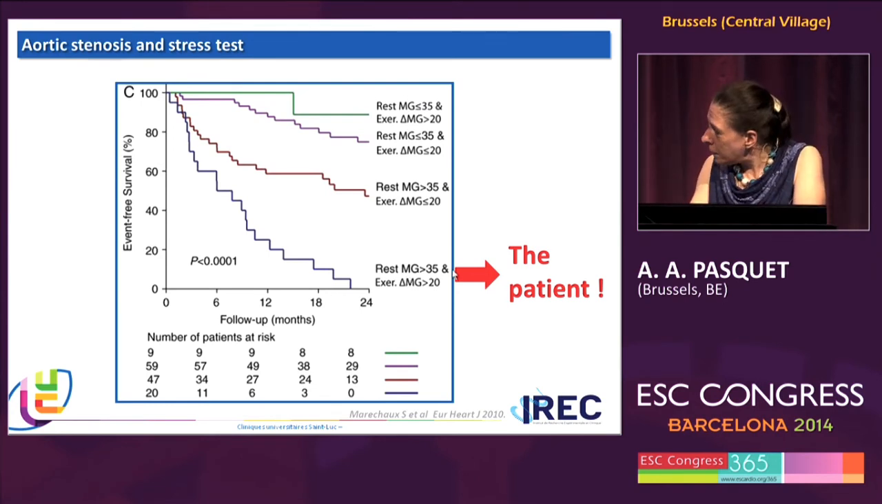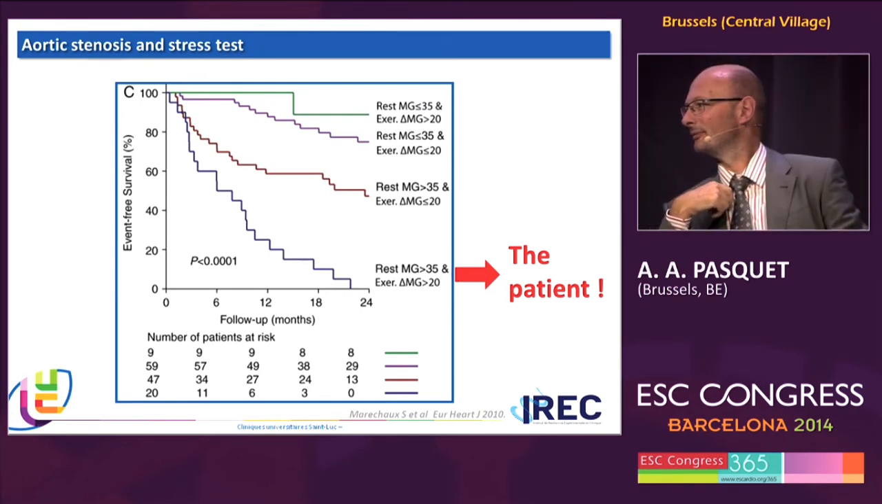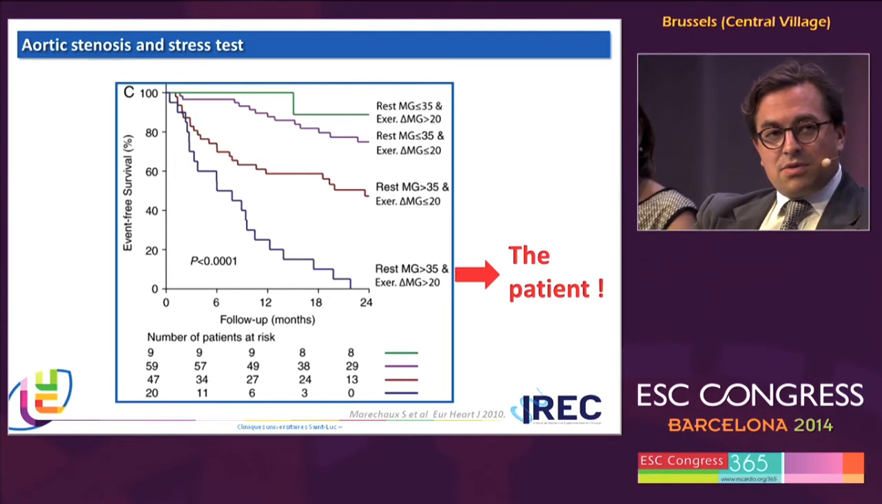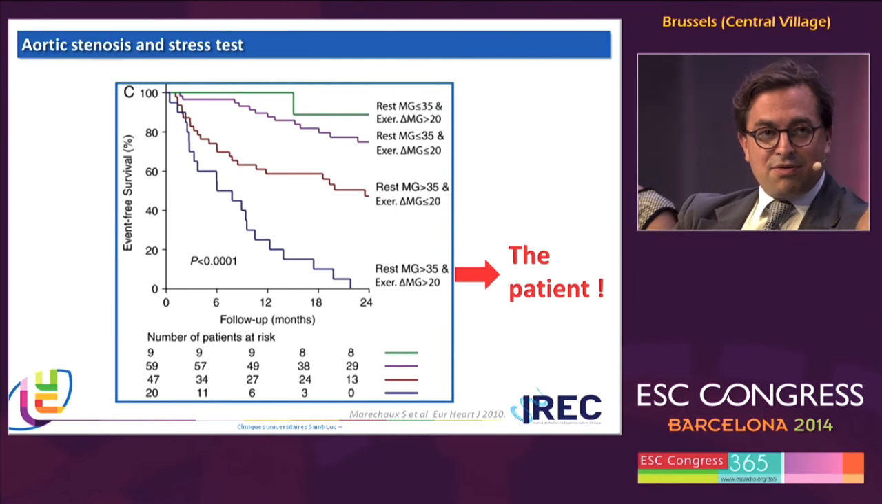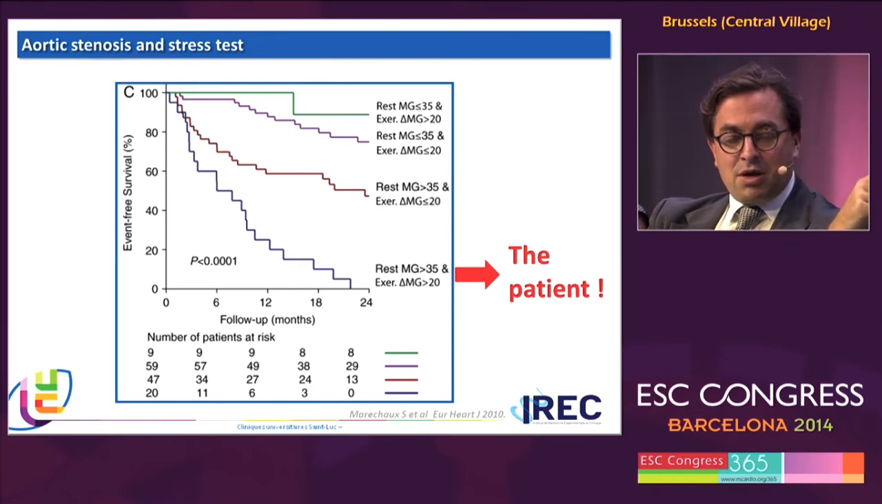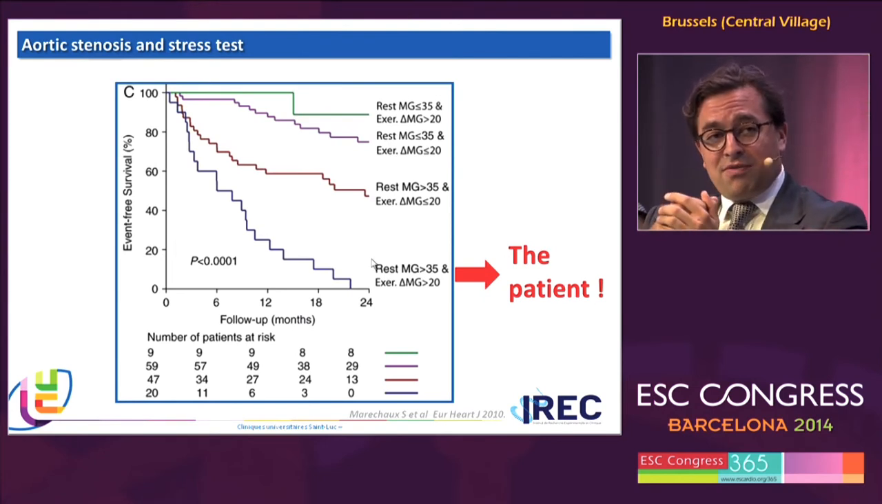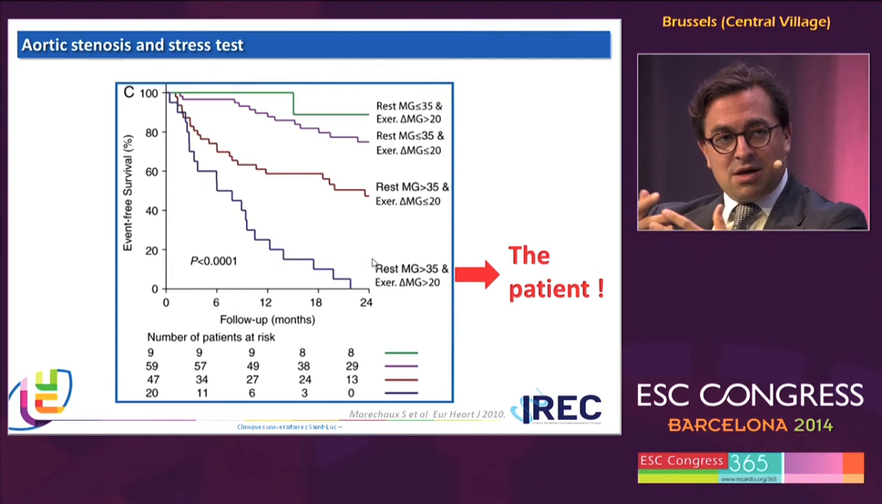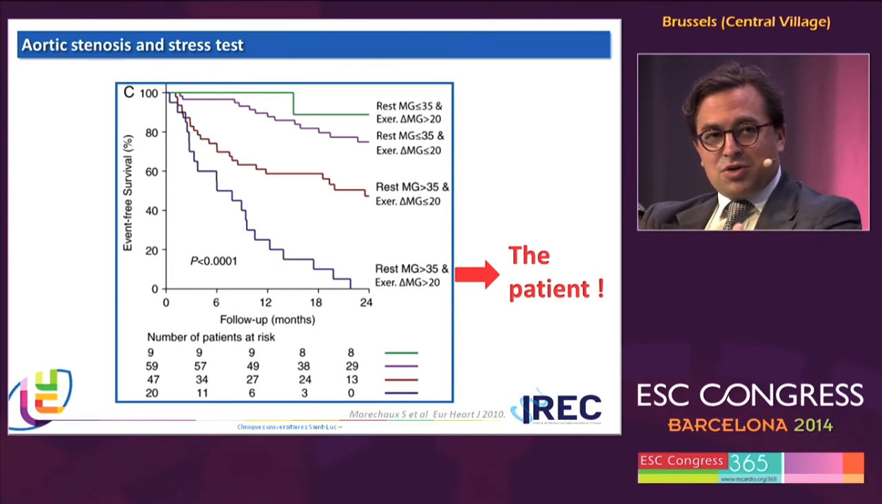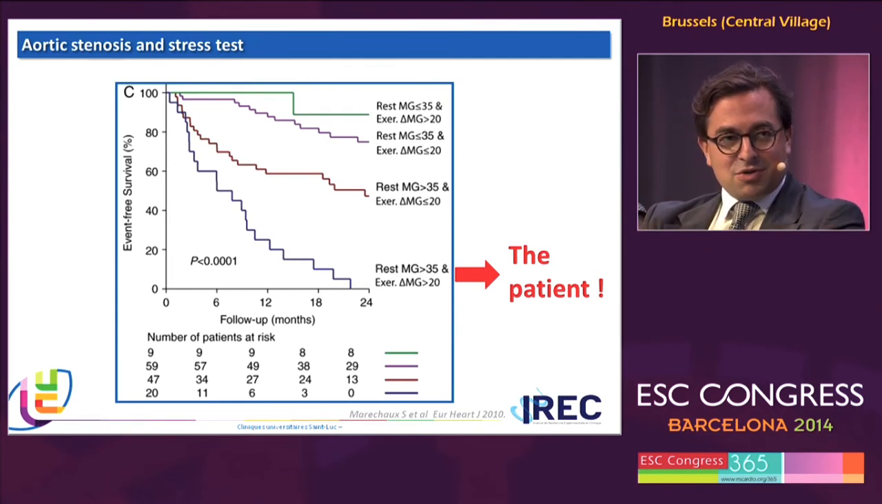And yes, I think Raphael has a comment. I would have a question, because in this study, the resting gradient is clearly in the range of moderate stenosis. It's 35 millimeters of mercury. How would you interpret this limitation? Because I think we do not want to operate on a patient with moderate stenosis. I think the patient you presented, based on the fact that the peak velocity is 4 meters per second and valve area is small, puts him into the category of severe stenosis anyways.